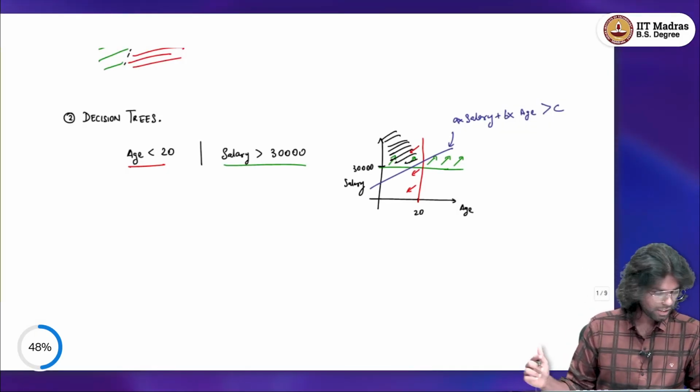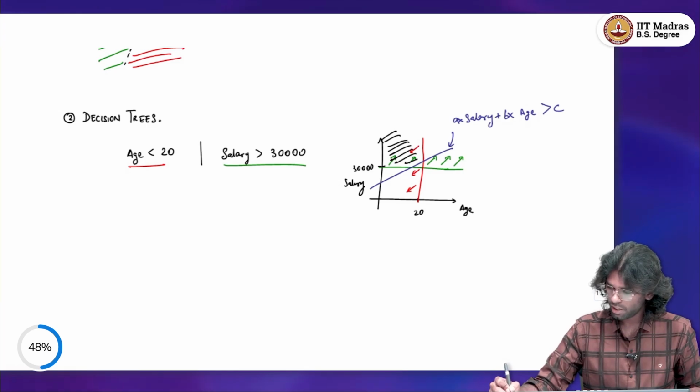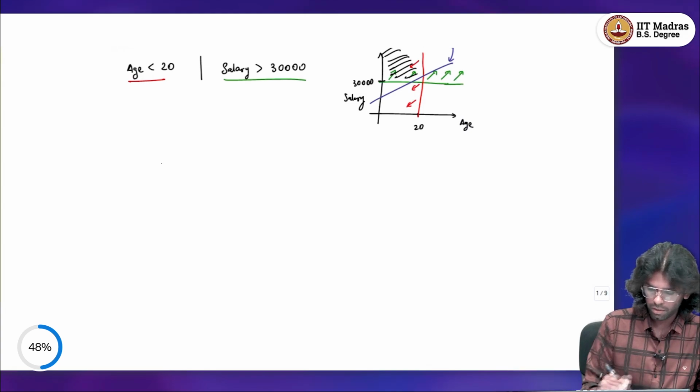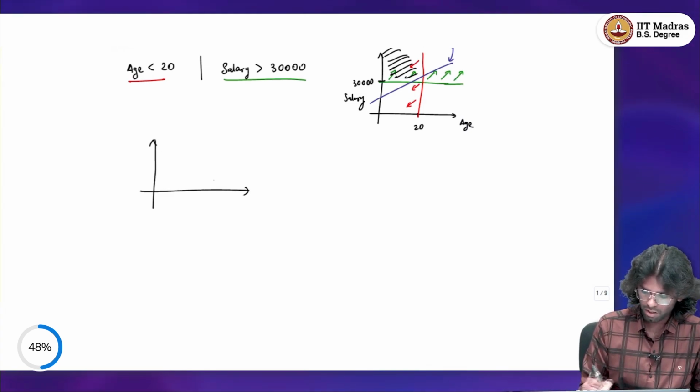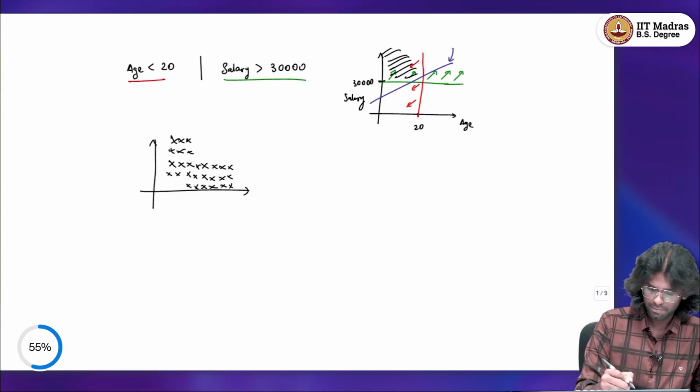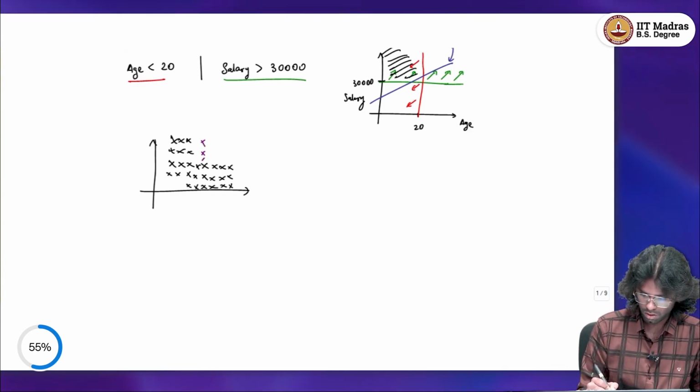So now we'll illustrate for one example how this looks. Say there are some points here, and I also have some points here. Yeah, so I have some points like this, and then let's say I have some points like this also. So these are two different classes.